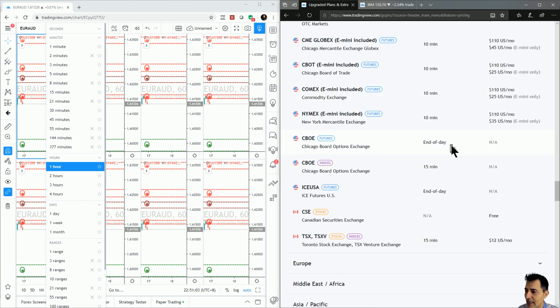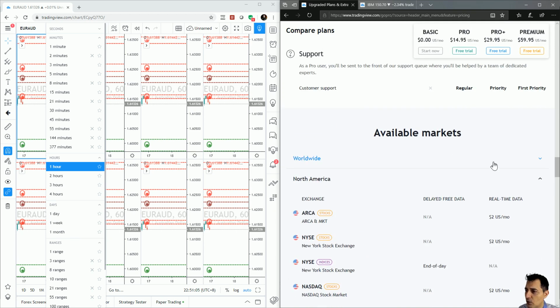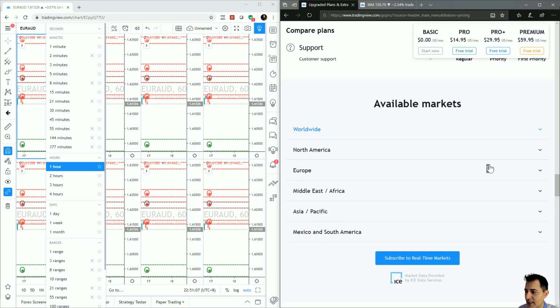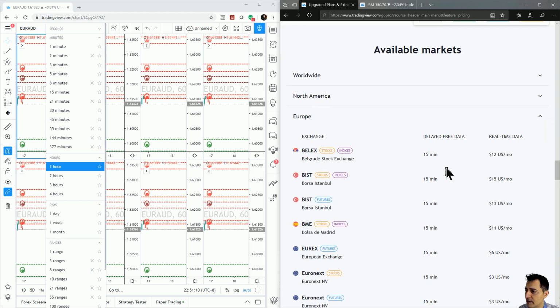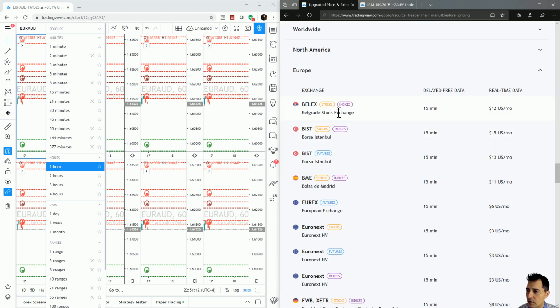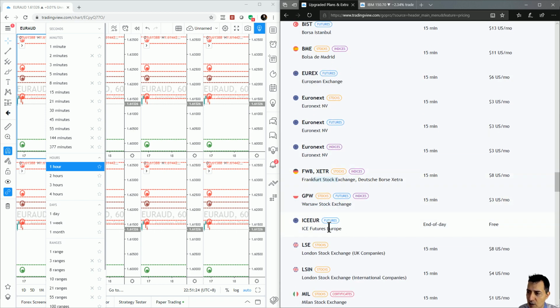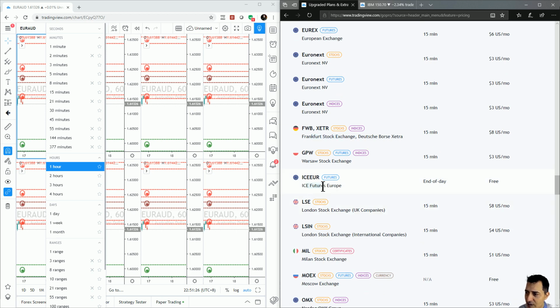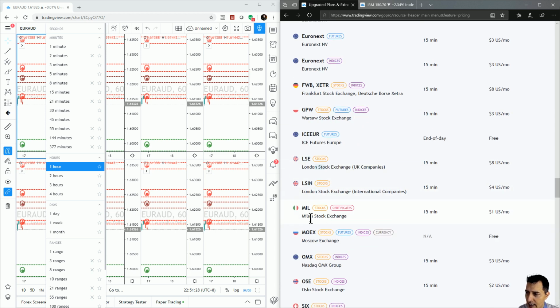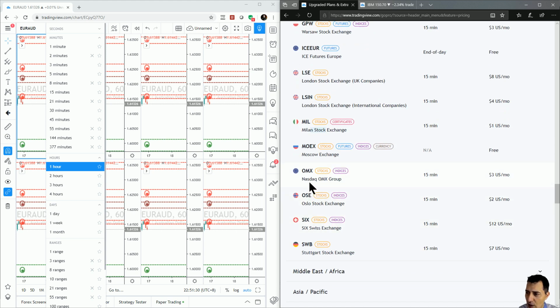Cool. So what else? Okay, so that would be for North America. This applies for US and Canada. Okay, then we got Europe, and it's going to be a similar scenario. So notice the countries: Belgrade, Istanbul, Spain with Madrid, Eurex, which is in Frankfurt, Euronext, Frankfurt Stock Exchange with German stocks, the ICE Europe, the London Stock Exchange, Milan, Italy, Moscow, Russia, Oslo, Switzerland, etc., etc.